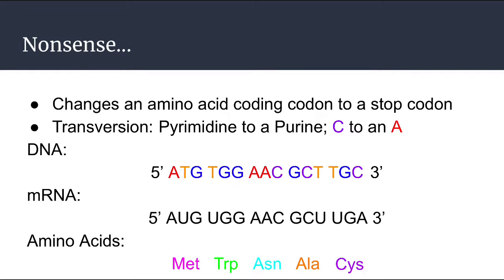The next type of point mutation we will explore is nonsense. A nonsense occurs when the change in a single base results in changing an amino acid coding codon to a stop codon. If we were to switch the C to an A in the 5th codon of DNA, that would change the mRNA from UGC to UGA. This would change the amino acid from CYS to a stop codon, signaling the cell to stop translation early. This would be an example of a transversion, as we would change the base from a pyrimidine to a purine as a C was replaced with an A.